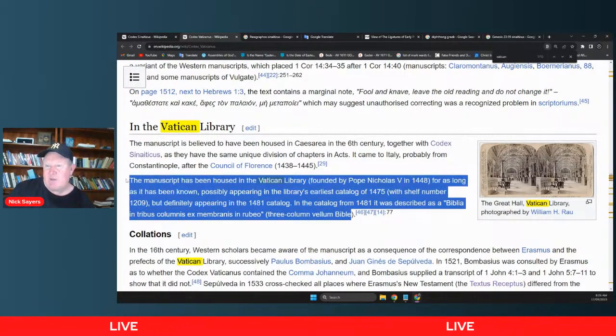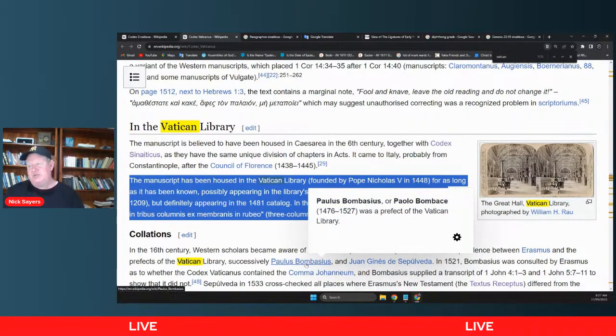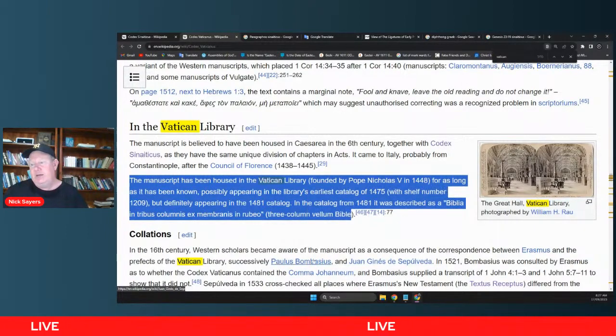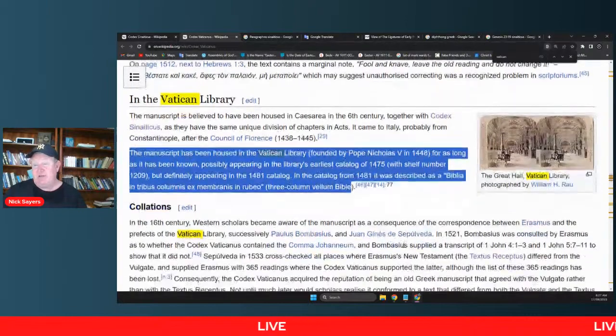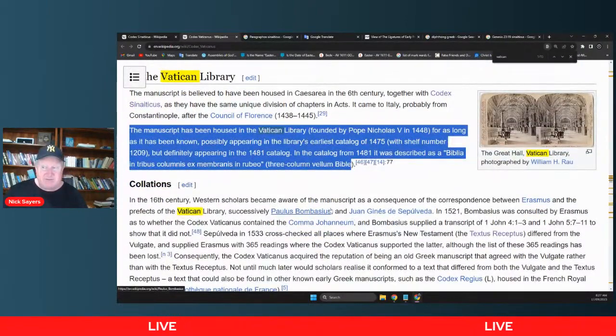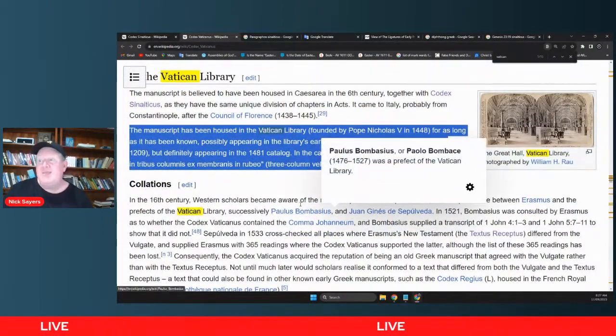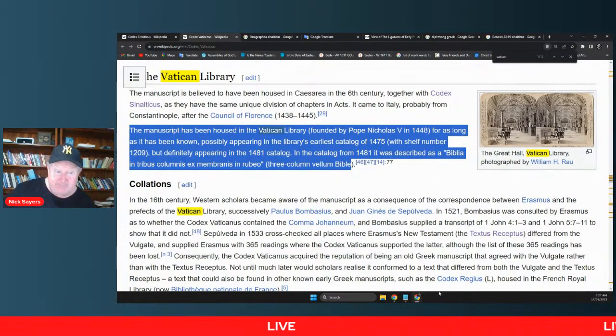Okay, so this is the one Erasmus was able to see through Bombasius. He lived with Bombasius, so this is Paulus Bombasius. It's good to know about these people. He eventually became the curator of the Vatican Library. And it's good to know that Erasmus, they talk about the correspondence between these guys as if they're strangers. They lived with each other for like a year.